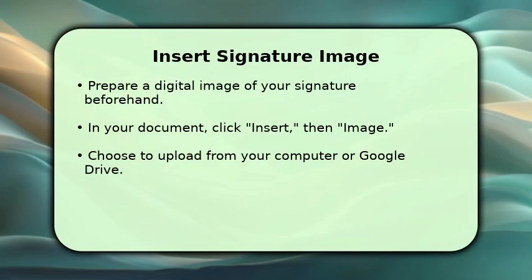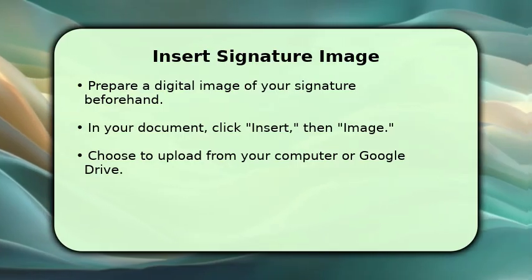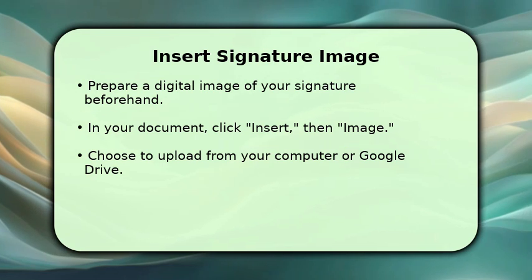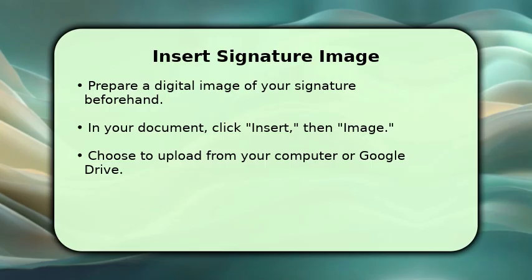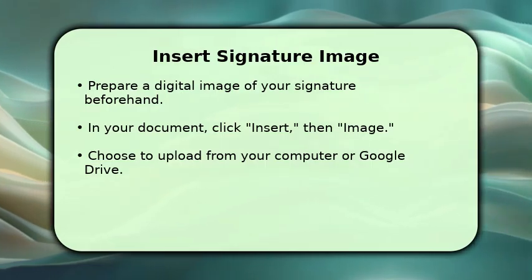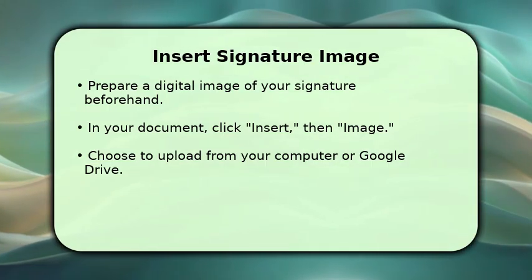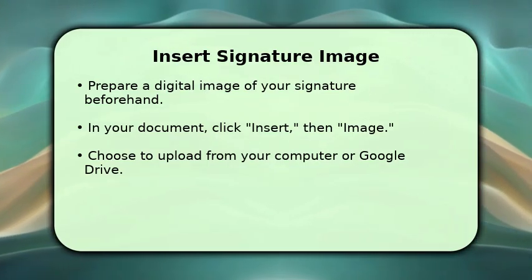If you already have a digital image of your signature, this method is for you. First, ensure your signature image is ready, perhaps as a PNG or JPEG file. In your Google document, go to Insert, then Image. You can then choose to upload it from your computer or select it from your Google Drive. After inserting, you can easily drag, resize, and reposition the image to fit perfectly within your document.